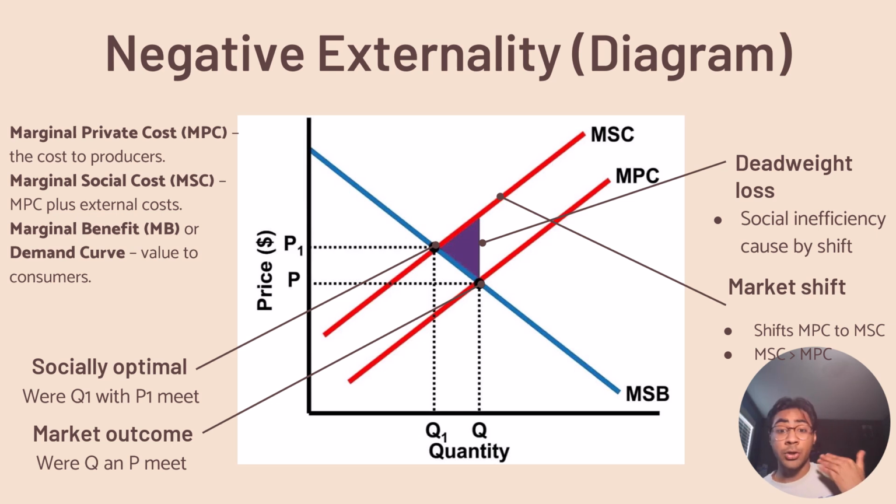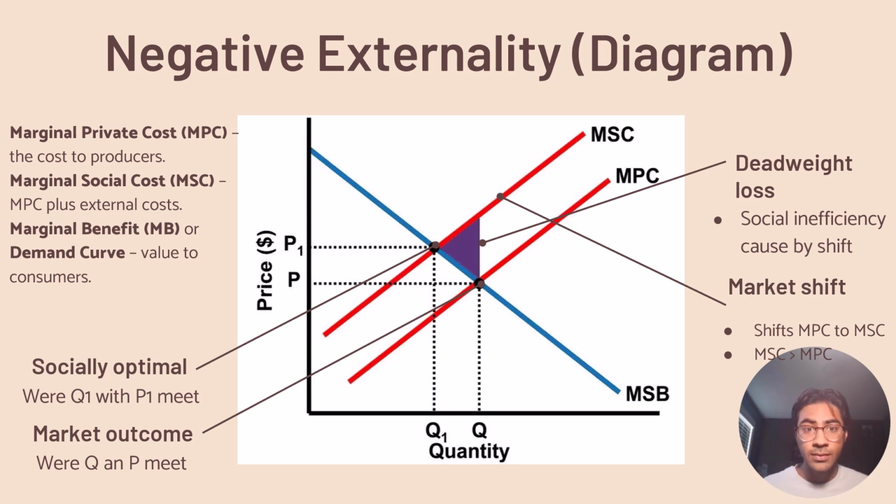When your Q1 meets your P1, you have socially optimal production, including all the externalities such as pollution and negative externalities. And our regular one, the market outcome, is when Q meets P. This is essentially what the market would like to produce, including just our private costs and our private benefits.